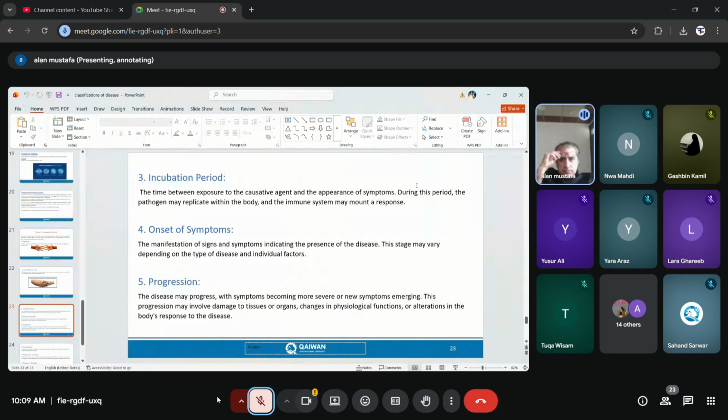And then we have incubation period. One of the very important things we always talk about in different kinds of infection is incubation period. So it's important for you to know what we mean by incubation period. This is very important. I give you a very common example, the HIV virus.